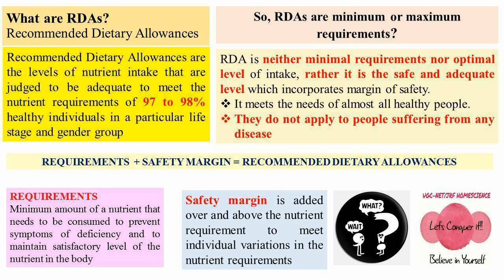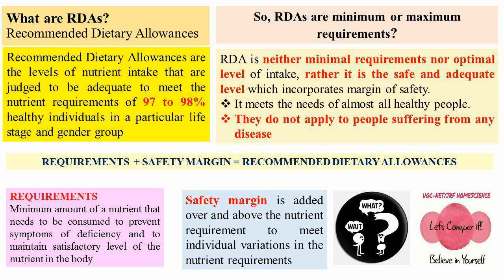But the remaining 2 to 3%, that is the remaining 2 to 3 women, will not be able to meet their iron requirements even if they consume this RDA amount of 40 mg, because of a variety of reasons. These reasons can be increased physiological need, or genetic variation. So the point to remember here is that RDA does not meet the nutrient requirements of 100% of the population. It is just 97 to 98%, and this can come as a question in your upcoming exam.